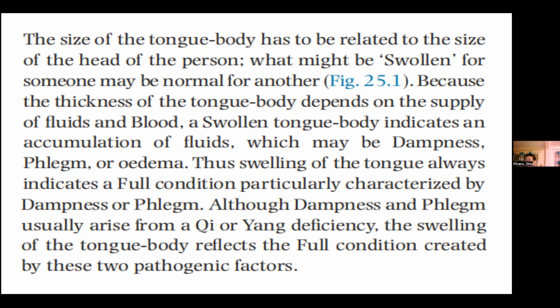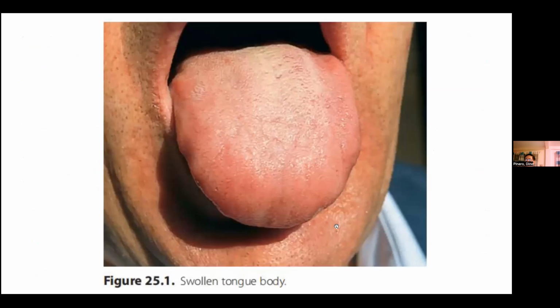Although dampness and phlegm usually arise from a Qi or Yang deficiency, the swelling of the tongue body reflects the full condition created by these two pathogenic factors. So, although galing po sa Qi and Yang deficiency ang pagkakaroon ng dampness and phlegm, but this one reflects full condition daw po by these two pathogenic factors. Okay? So here, another picture, yung swelling of the tongue body. Okay po?